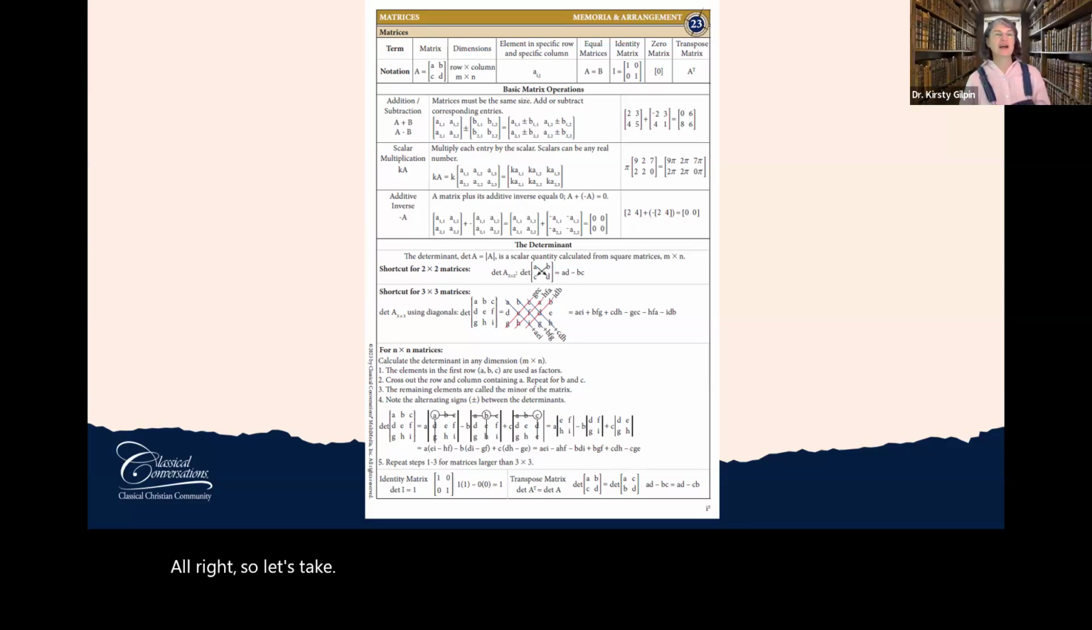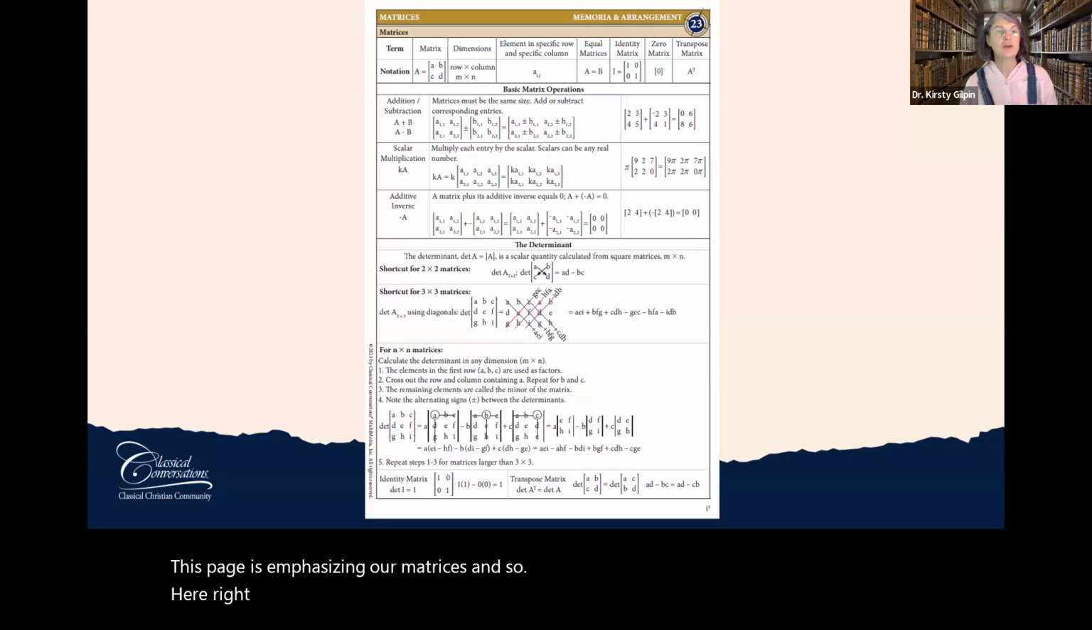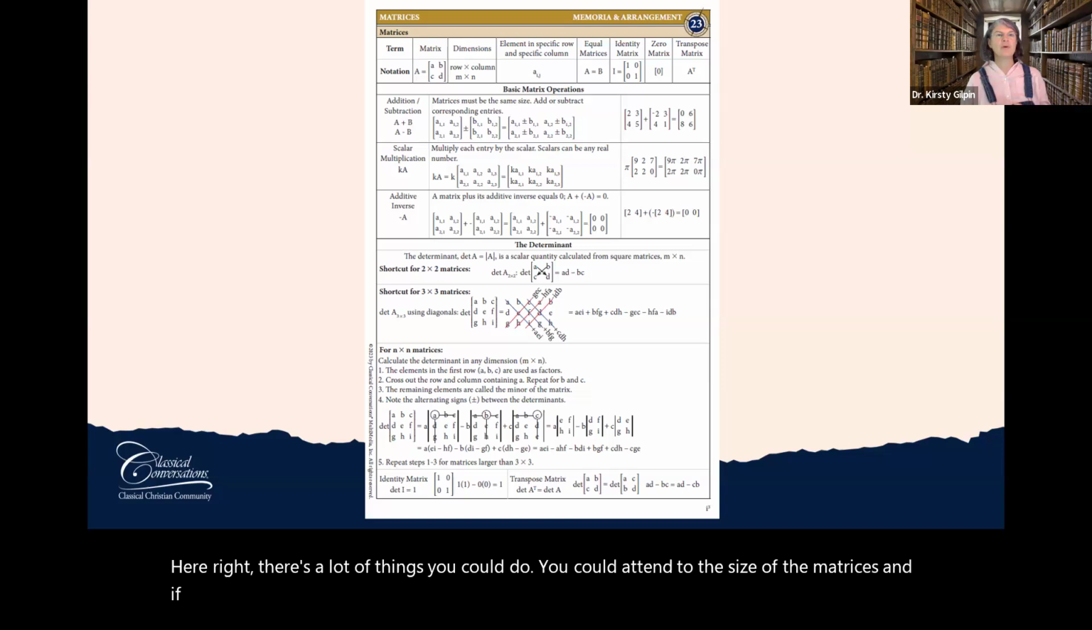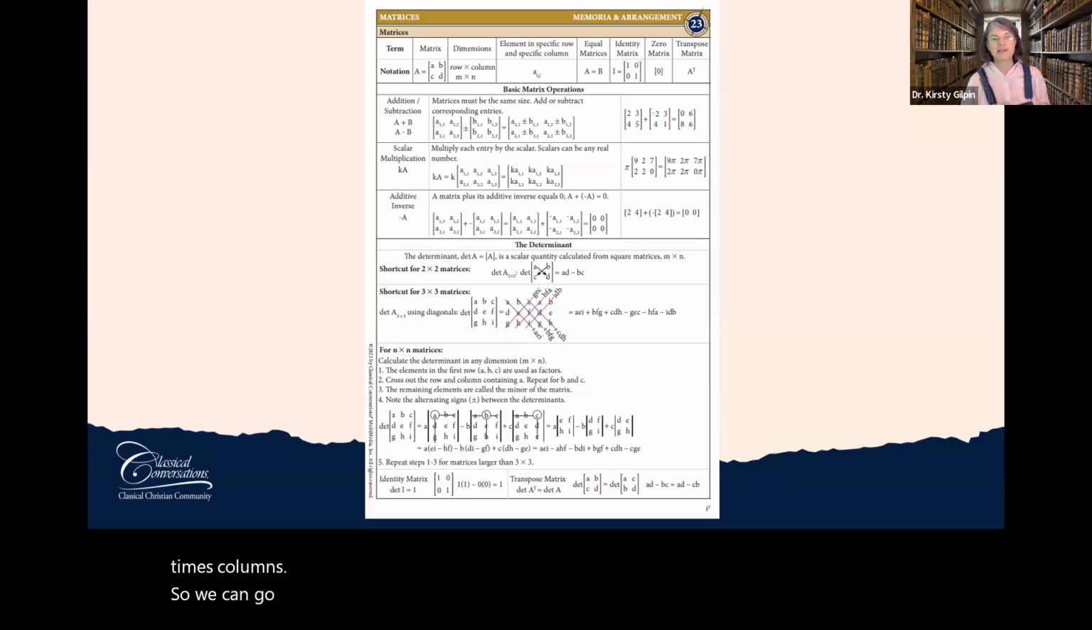So this page here, where our I² page was really emphasizing our 4th dimension, this page is emphasizing our matrices. And here, there's a lot of things you could do. You could attend to the size of the matrices. If you look at the top where it says dimensions, that's our size. And we measure the size in rows times columns. So we can go through and look at matrices and talk about how many rows and columns there are.